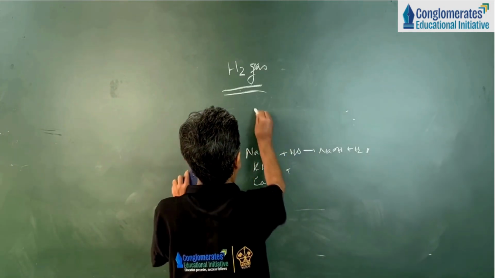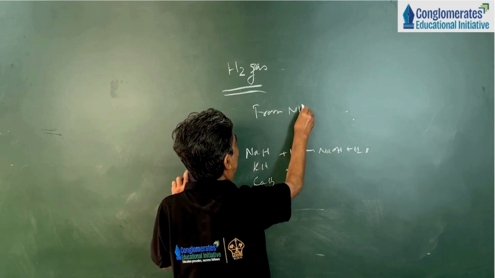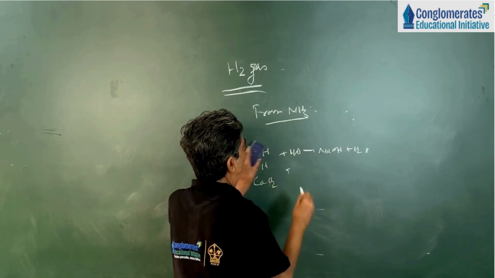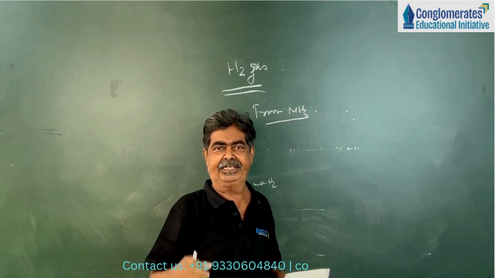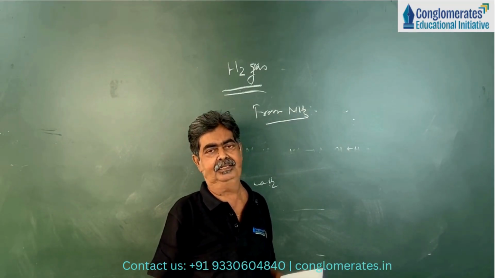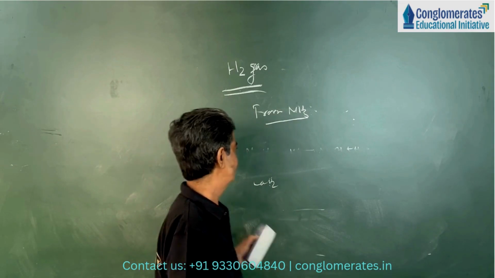Next, from ammonia. From ammonia also we get hydrogen gas. How will we get hydrogen gas from ammonia? When ammonia gas is passed over heated sodium or potassium metal, we get the respective sodamide or potassium amide with the evolution of hydrogen gas.